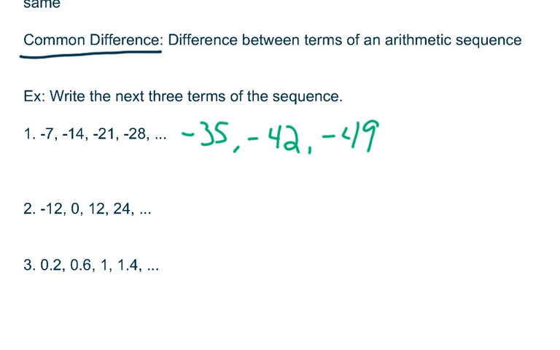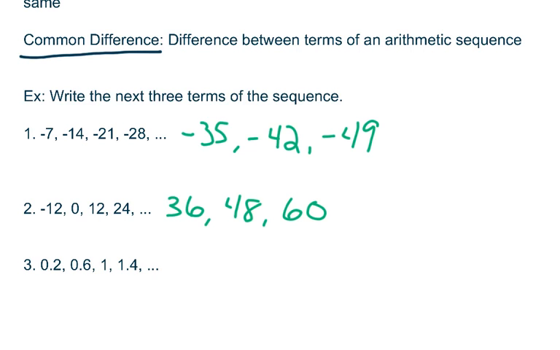Do the same thing with example number 2: negative 12, 0, 12, 24. To go from negative 12 to 0, we add 12. To go from 0 to 12, we add 12 again. To go from 12 to 24, we add 12 once more. So let's keep adding 12. 24 plus 12 is 36. 36 plus 12 is 48. And 48 plus 12 is 60.